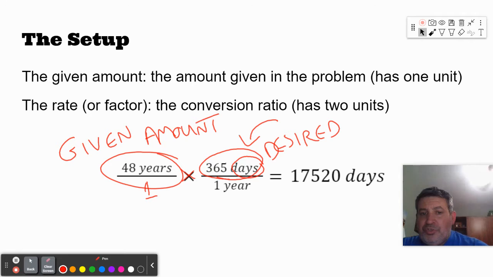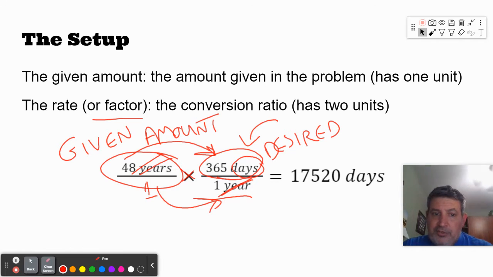Okay. What goes on the bottom of the rate, or the factor, or the conversion ratio is the unit that we need to cancel. So in this case, years need to cancel out. We need to get rid of years, and we need to go to days. So on the top is what I'm going to, on the bottom is what I'm getting rid of. And so that's usually going to end up in a diagonal there, and we get those to cancel out.